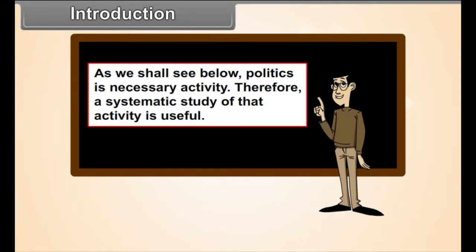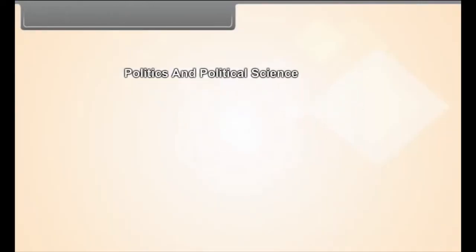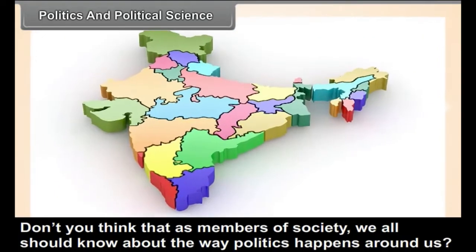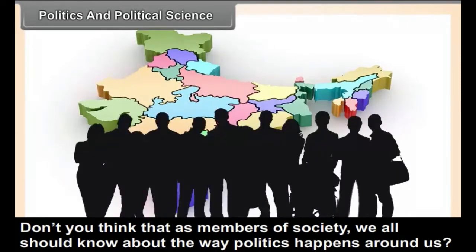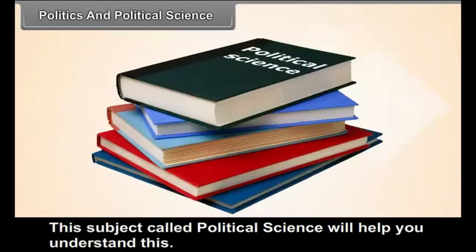As we shall see below, politics is a necessary activity. Therefore, a systematic study of that activity is useful. What actually is politics about? Politics and political science. Do you think that as members of society, we all should know about the way politics happens around us? This subject called political science will help you understand this.